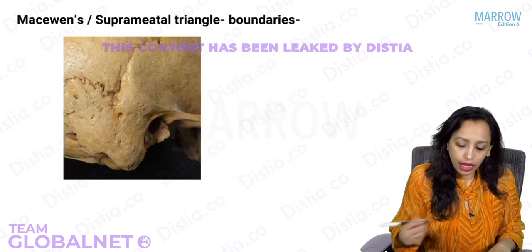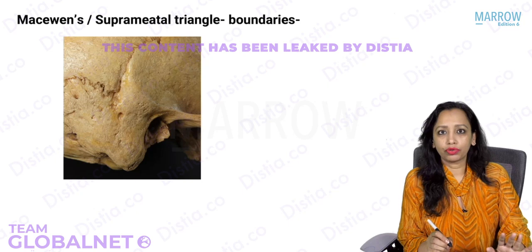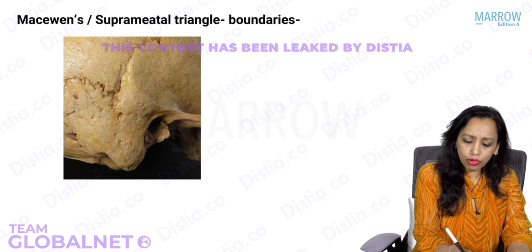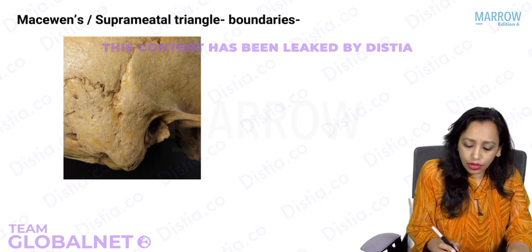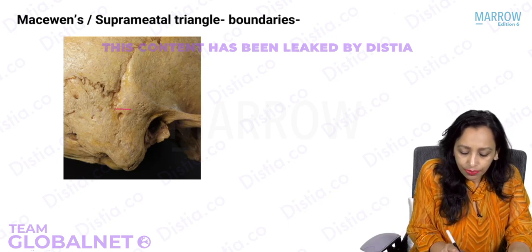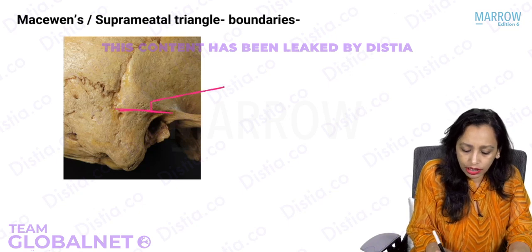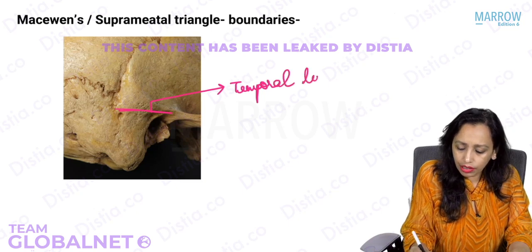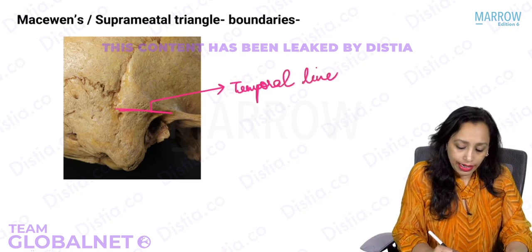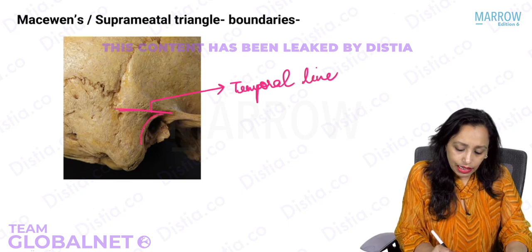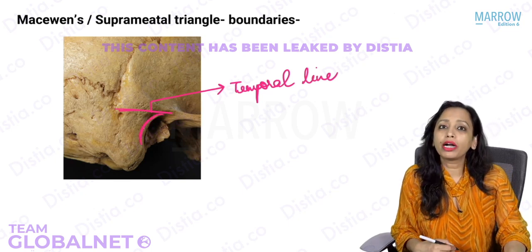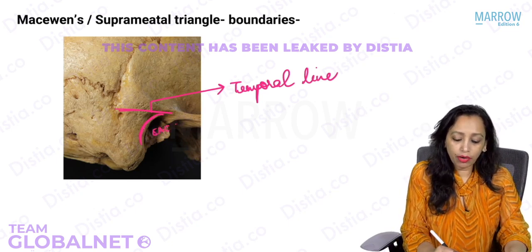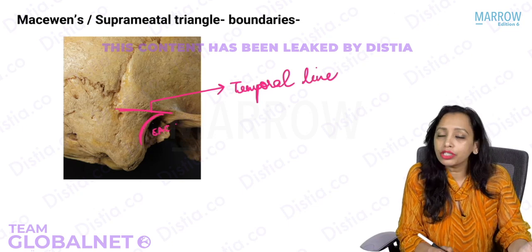So let us see. Here, first we start drilling at the McEwen's triangle. Quickly, can you tell me what the McEwen's triangle boundaries are? You know most of it, but I will tell you again. Superiorly, we have the temporal line, or you can call it the temporal crest. Anteriorly, this is the posterior margin, the bony margin of the external auditory canal. So this is the superior boundary, and the anterior boundary is the posterior margin of the external auditory canal.